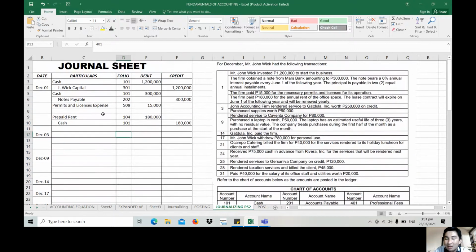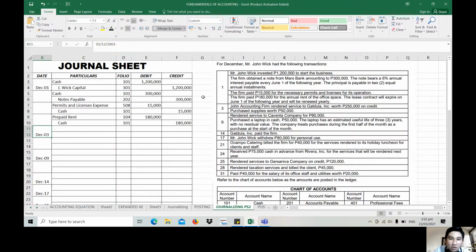So, gagamitin talaga natin, or we should follow the chart of accounts if possible. Okay, our credit, anong ginamit natin pambayad? That is cash, 15,000. Okay, tapos na tayo sa December 1. Kung mapapansin niyo, hindi na ako naglagay ng another December 1 na date kasi nga redundant na siya. So, this represents the December 1 transactions. So, eto, December 3 na.